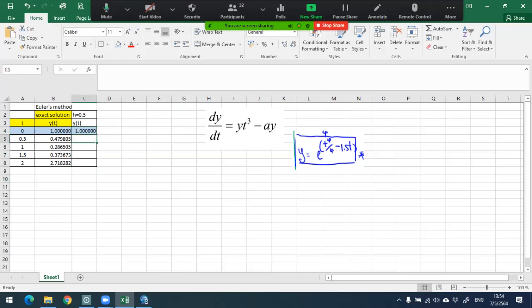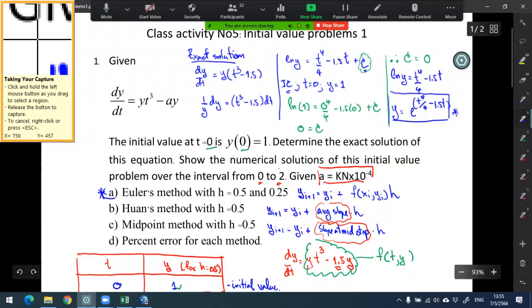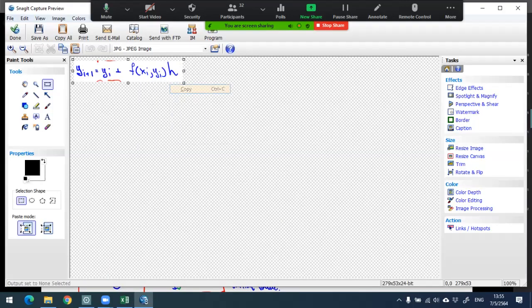Then if we would like to determine y, we determine the value of y in the next time step. So what is it? y_i+1 equals y_i plus f(x,y) times h, right? Now we know that h is equal to 0.5. From the Euler method, we have this equation, right?